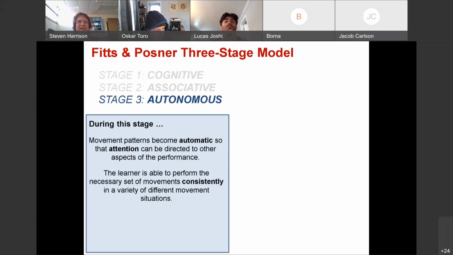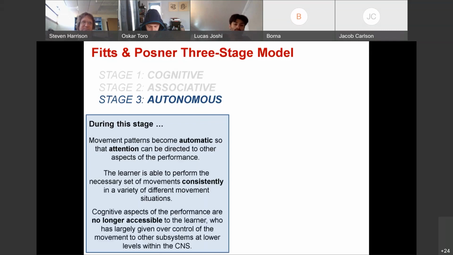This means that the learner is able to perform the necessary set of movements consistently and in a variety of different movement situations. The other thing that's going to be going on here is that because it's become automatic, and you don't have to direct your attention to performing the specifics of the action, you can use your attention in new and more functional ways. So you can begin to direct your attention towards the subtleties of the situation that would lead you to adapt the action. So it's a whole new level of functionality.